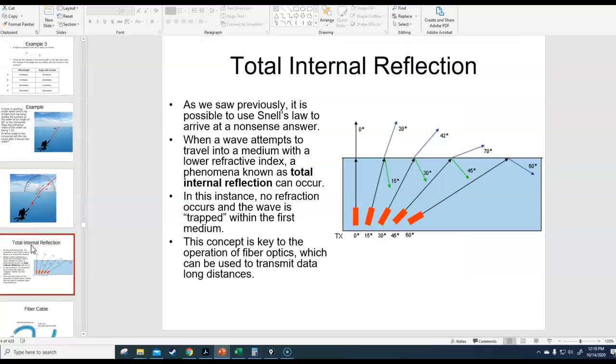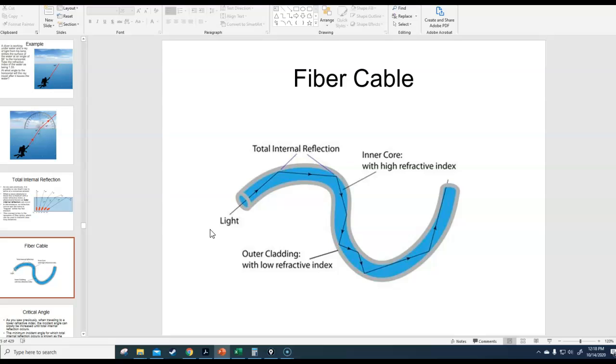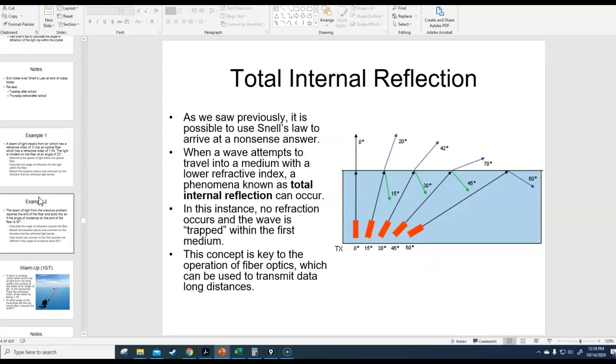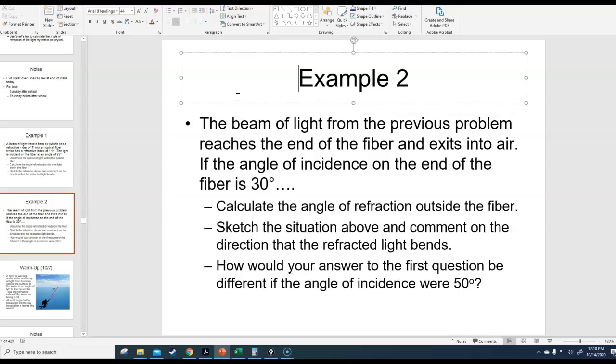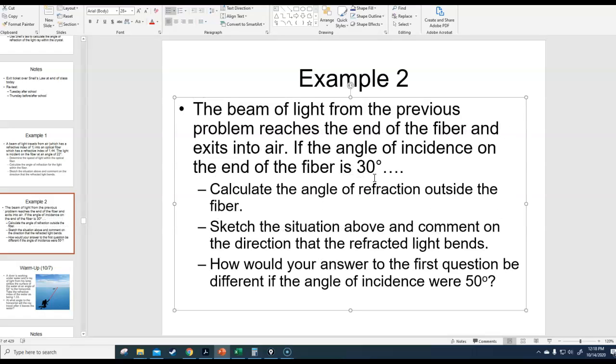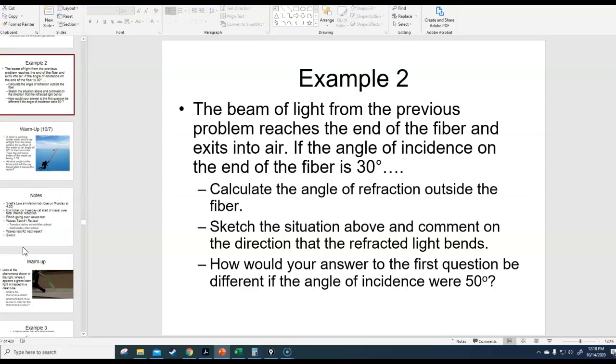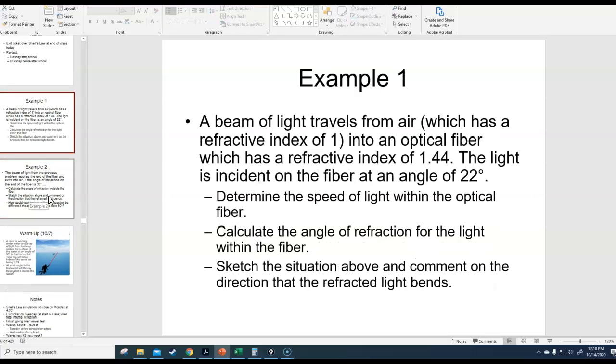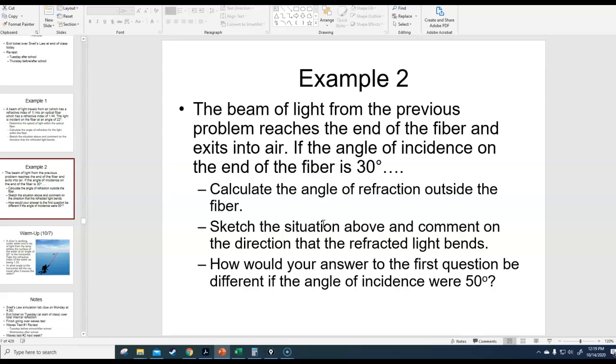Alright, so the last part of this section is about what's called total internal reflection. Back when we did example 2 in the last video, the last part of example 2 says, how would your answer to the first question be different if the angle of incidence was 50 degrees? If you did the calculation correctly and you plugged in 50 degrees, your calculator should have blown up with an error message. Just to refresh your memory, the optical fiber has a refractive index of 1.44. If the beam of light is trying to go from the fiber into the air at an angle of 50 degrees, that's actually not physically possible.